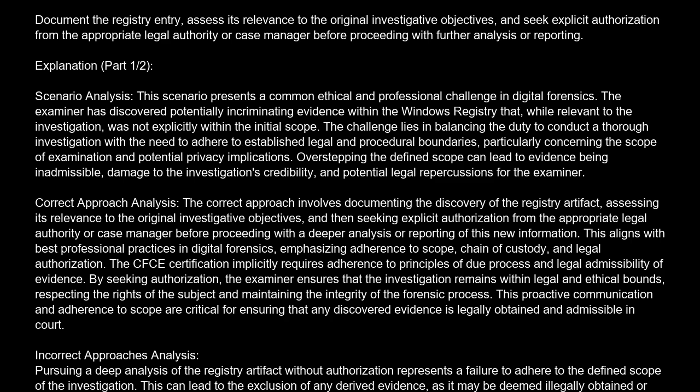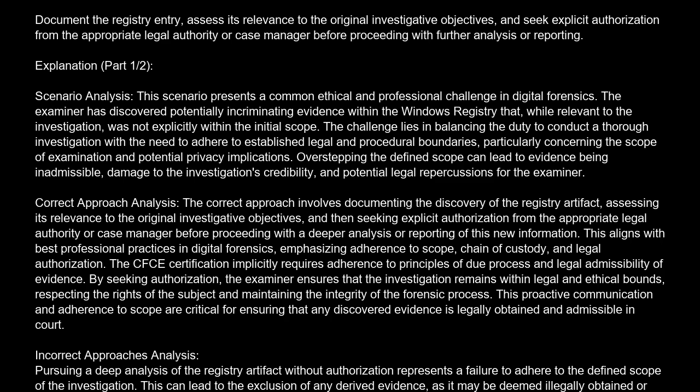of this new information. This aligns with best professional practices in digital forensics, emphasizing adherence to scope, chain of custody, and legal authorization. The CFCE certification implicitly requires adherence to principles of due process and legal admissibility of evidence. By seeking authorization, the examiner ensures that the investigation remains within legal and ethical bounds, respecting the rights of the subject and maintaining the integrity of the forensic process.